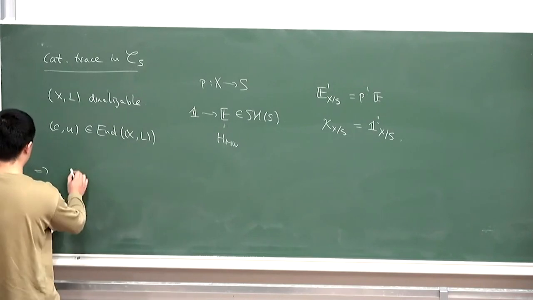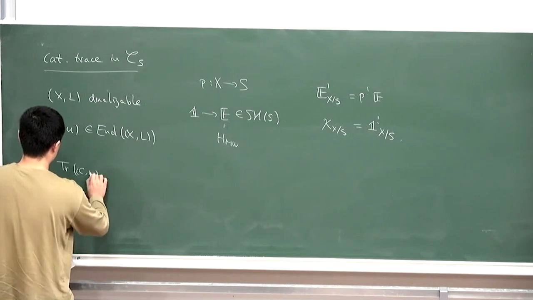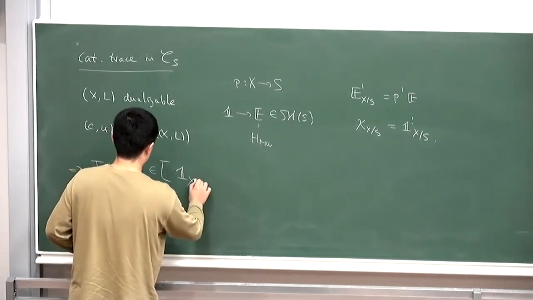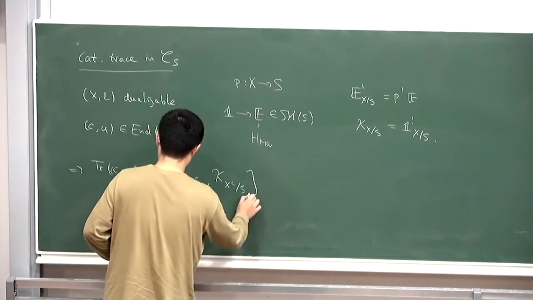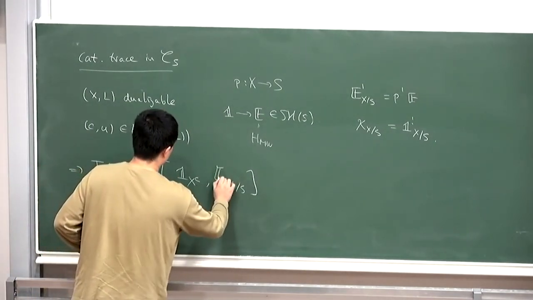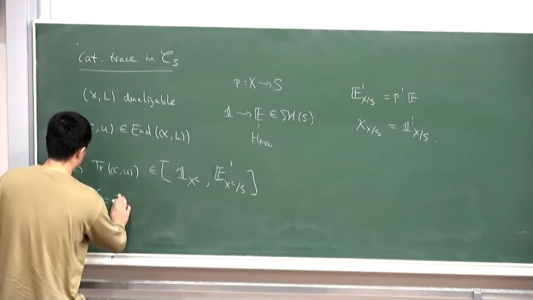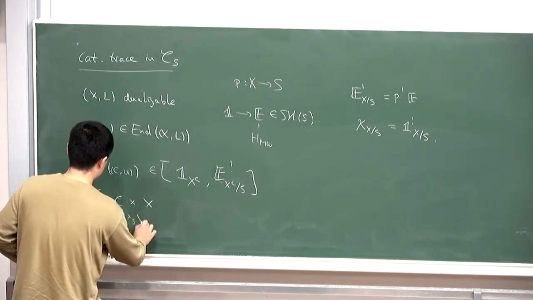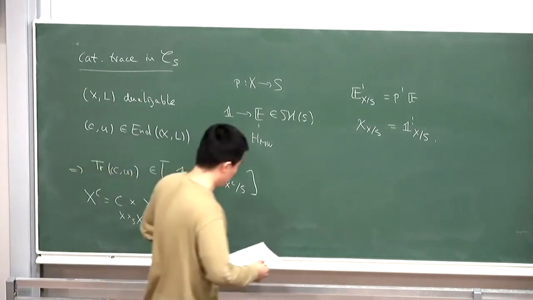So in this case, we can define the trace of this thing, which is a map from the unit of X_C to K of X_C over S. But you could look at this, E prime. And this X_C is the fiber product of C with X over X times X. So here X maps to here via the diagonal map.